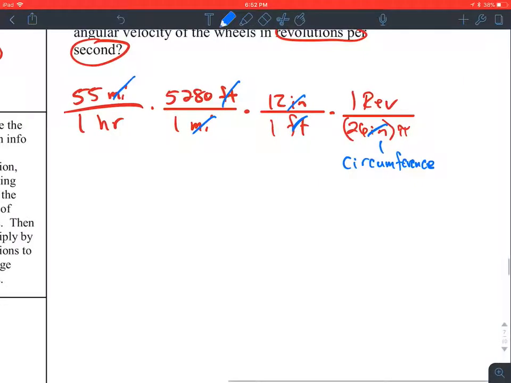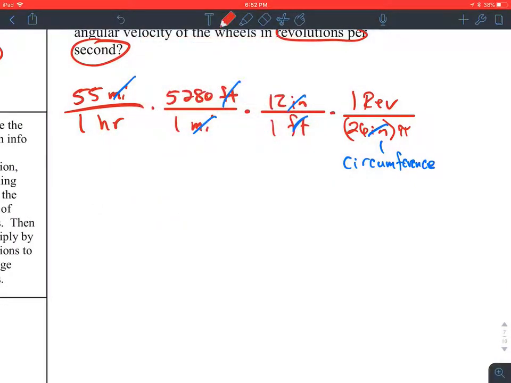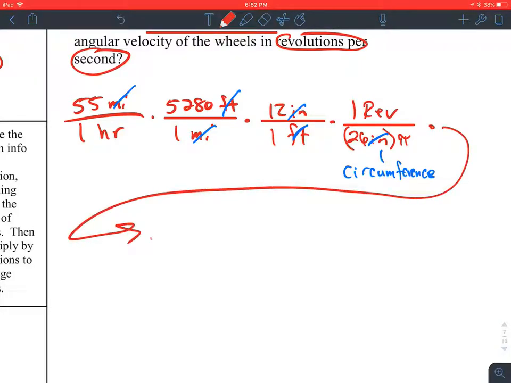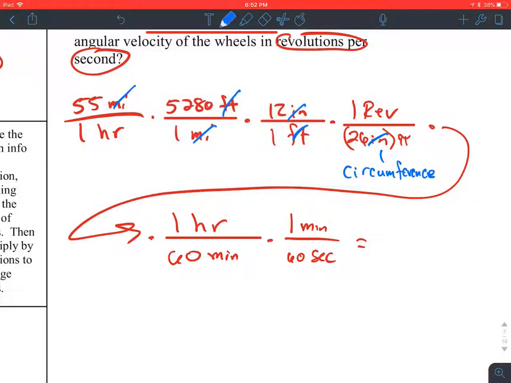Now we need to convert the hours into seconds. And I'm running out of space here, so I'm going to do one of these little fellas. I want the hours to cancel. 1 hour is the same as 60 minutes. I want the minutes to cancel. 1 minute is the same as 60 seconds. Hours cancels here. Minutes cancel here. The only units that are left on the top is revolutions. On the bottom is seconds.